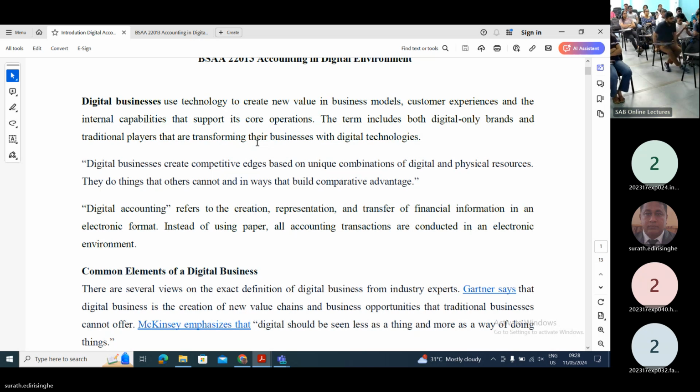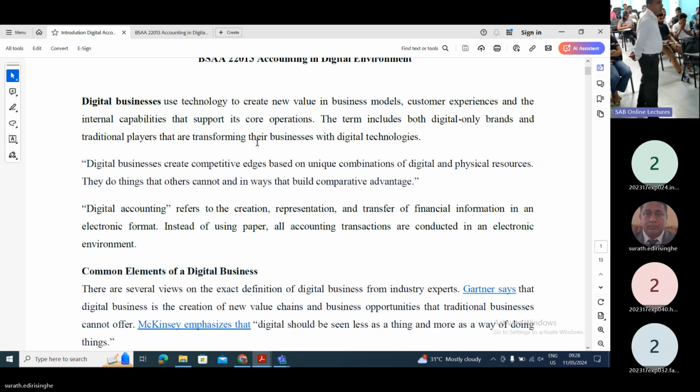But digital accounting refers to the creation, representation, and transfer of financial information in an electronic format, not the manual format. The online format, electronic format. Everything is recorded in the computer, and even on CDs, in the cloud, or whatever the network media.